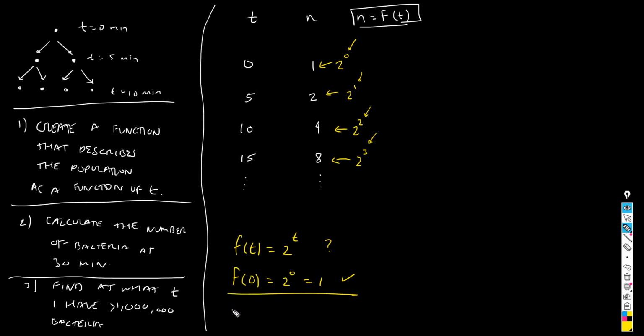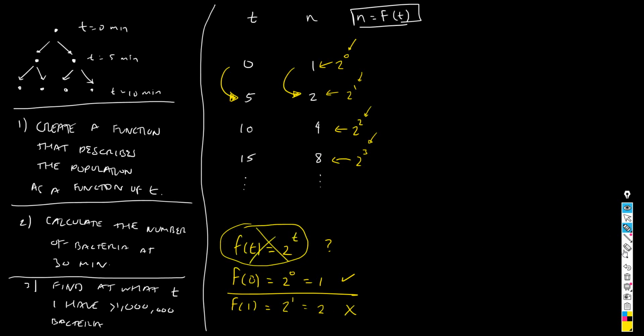The problem comes when I try to calculate the number of bacteria at 1 minute. That would be 2 to the 1, which would be 2, and that would not be correct. Why? Because at time 1 minute, I still do not get 2 bacteria. You see what I mean? At time 5 minutes is when I get 2 bacteria, not at time 1 minute. So it doesn't check, and I know for a fact that this is not my function.